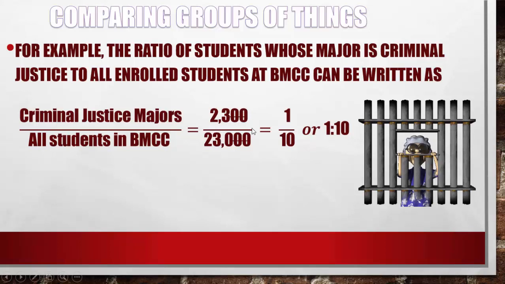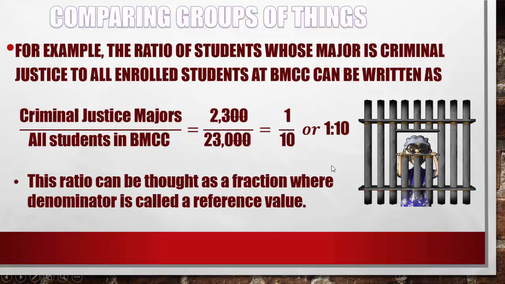So we have 2,300 criminal justice students and about 23,000 students that are enrolled in BMCC. So if you notice, I cross out the 2 zeros on the top and the bottom, because if top and bottom are the same, it's equal to 1. And then I have 23 over 230, and that would be the same as 1 over 10, or 1 to 10. So 1 criminal justice student to 10 students enrolled in BMCC. So a ratio can be thought of as a fraction where the denominator is called the reference value.